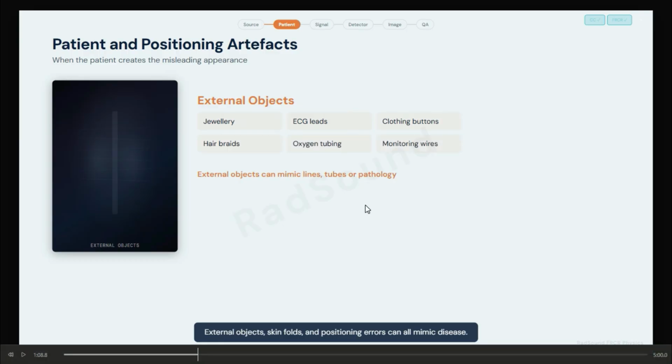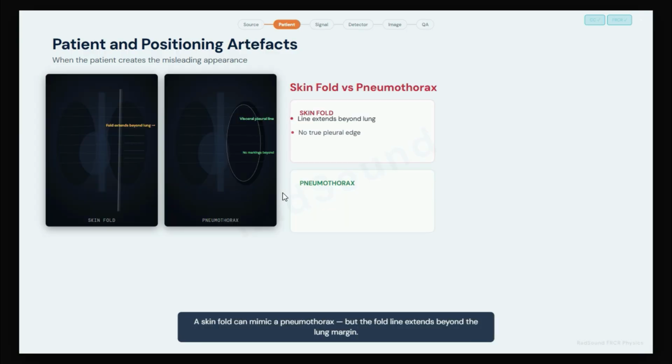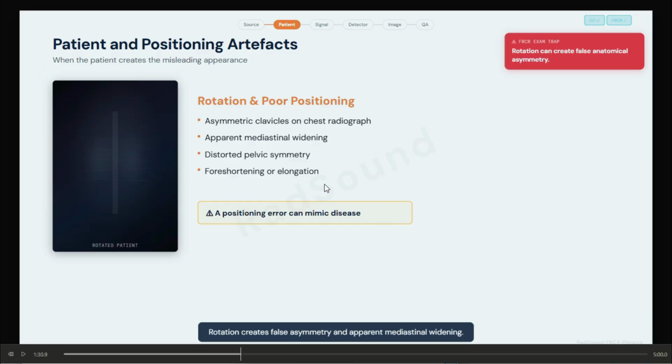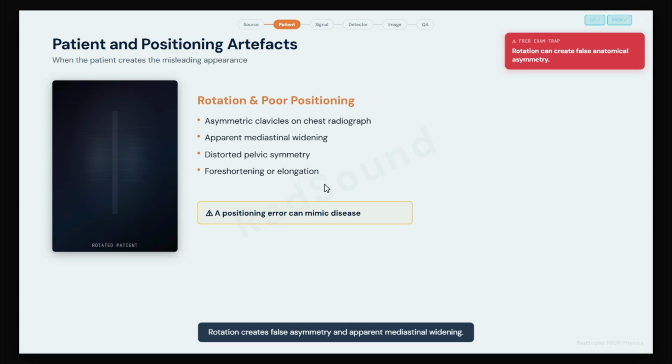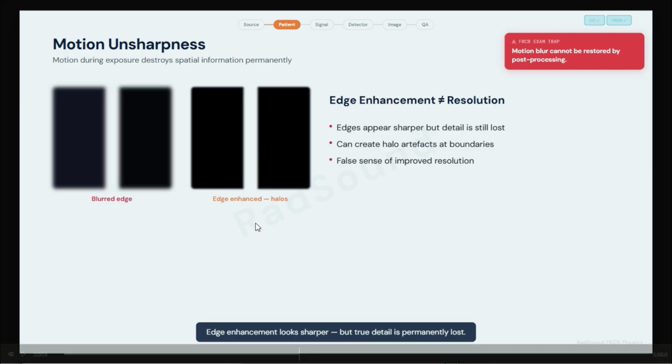Let's see what will happen if we get problems or artifacts at the patient level. At the patient level, there are many things that might mimic pathology on the X-ray. A linear structure can hide it. A skin fold can also mimic a pneumothorax. But how can we differentiate? Mostly with a skin fold, the line extends outside the lung, and we get errors or artifacts because of abnormal positioning. Motion also happens, and sharpness loss is what we call blurry edges.